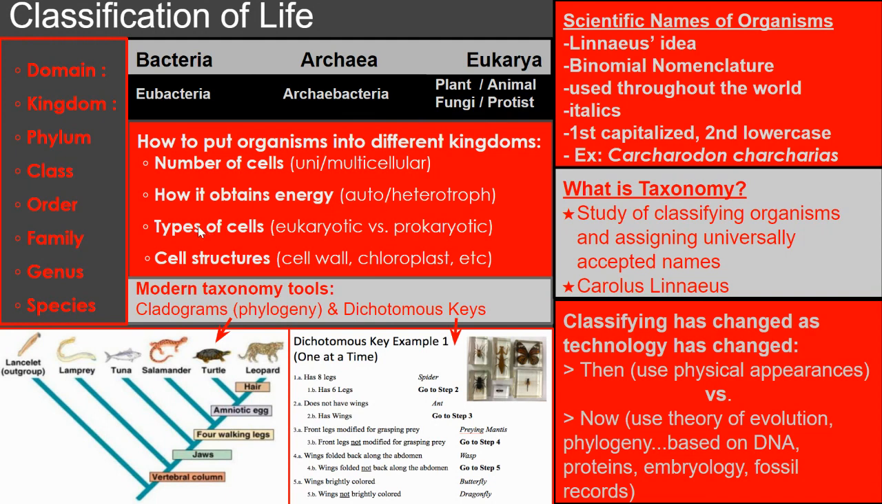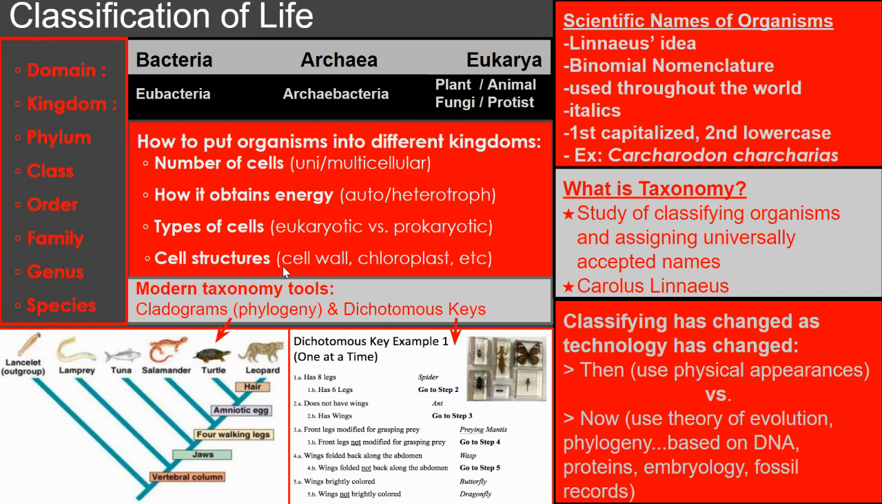The next thing we could look at is what type of cell is it? Is it eukaryotic, complex cell, or prokaryotic, simple cell? If it's eukaryotic, it's probably a plant, animal, fungus, or protist in the eukarya domain. And if it's prokaryotic, it's probably either eubacteria or archaebacteria in the domains of bacteria and archaea.